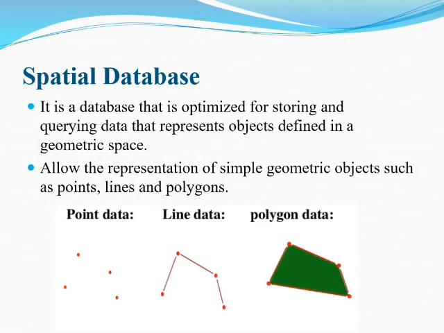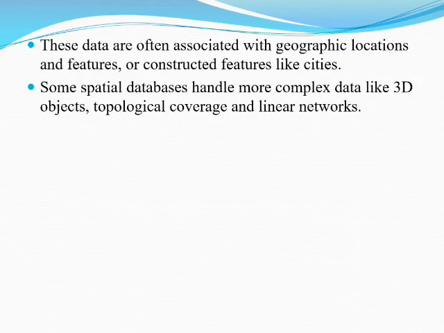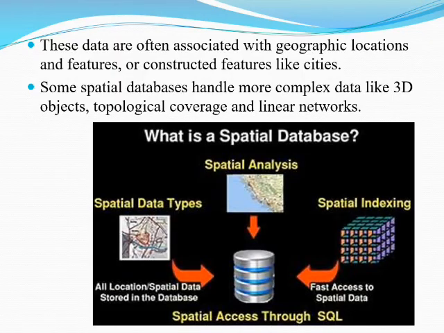Spatial databases allow the representation of simple geometric objects such as point, line and polygons. The picture shows the representation of point, line and polygons. These data are often associated with geographic locations and features or constructed features like cities. Some spatial databases handle more complex data like 3D objects, topological coverage and linear networks. A picture is displayed to understand spatial database.